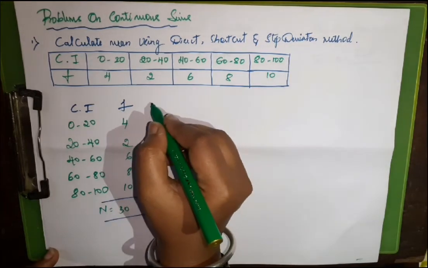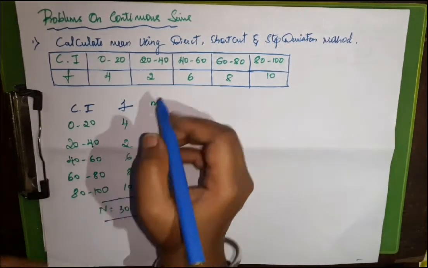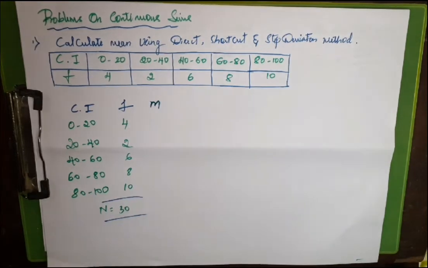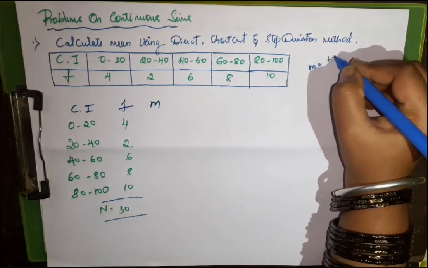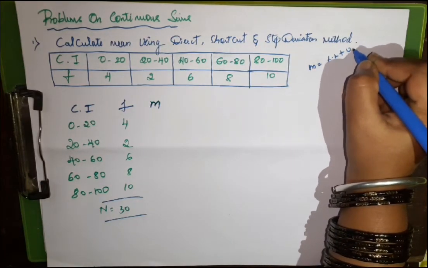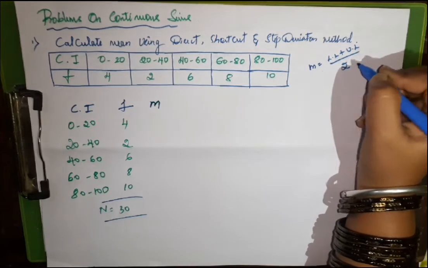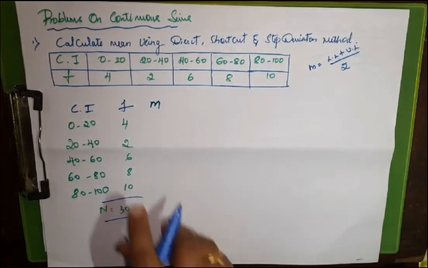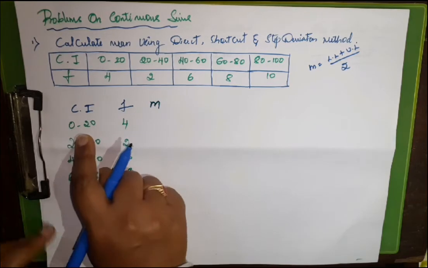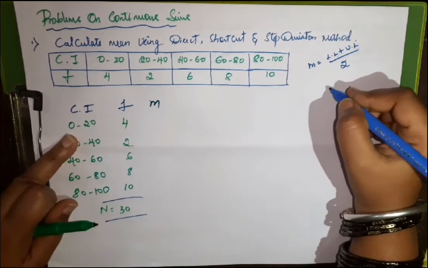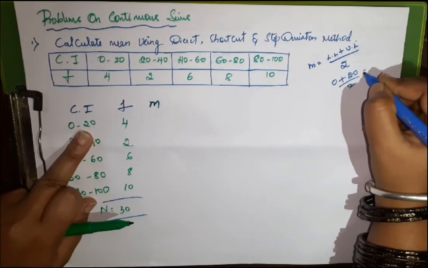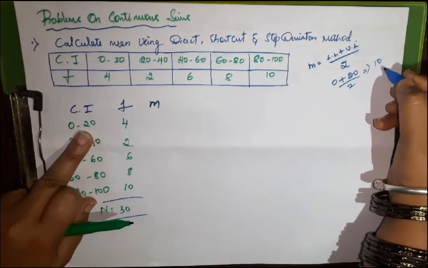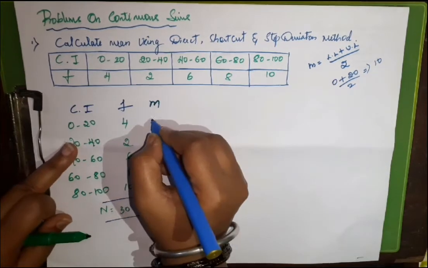Then we have to find the mid value. How to find the mid value? See, there is a formula for calculating mid value, that is lower limit plus upper limit divided by 2. Lower limit stands for the lower limit of the class interval. So considering the first one, lower limit is 0 plus the upper limit 20, divided by 2. You will get 20 by 2 as 10. So our mid value will be 10.